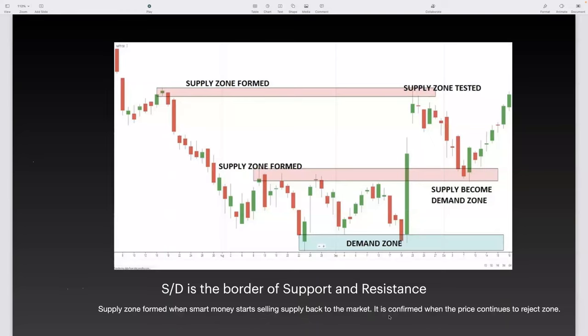Like your supply zone is going to be formed here at the top when it's at a point of resistance, because people are going to be giving that supply back to the market, right? And your demand zone is going to be down here at support, or we'll find support at our demand zone, because people are demanding this and buying into it and pushing the price up, right? Very, very simple. Supply and demand is the structure, and we find points of support and resistance within the structure, okay? But supply and demand is structure.